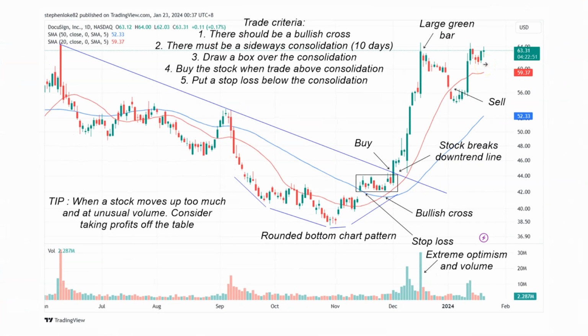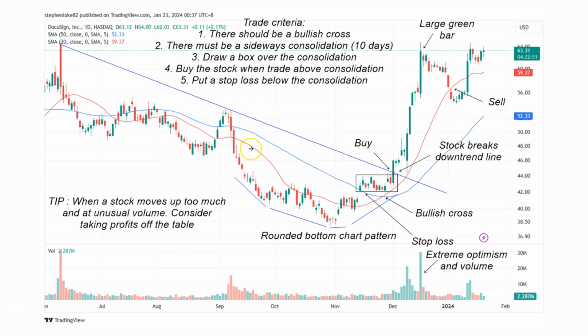Alright, another trade example. I give you a lot of trade examples so that you know that this is a trading strategy that works. And with this trading strategy, you can actually get about 3 to 5 good trades in a month. And that is all you need to start making money in the stock market.